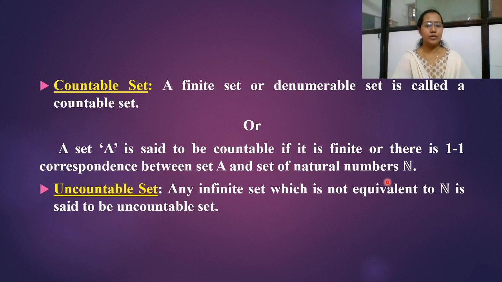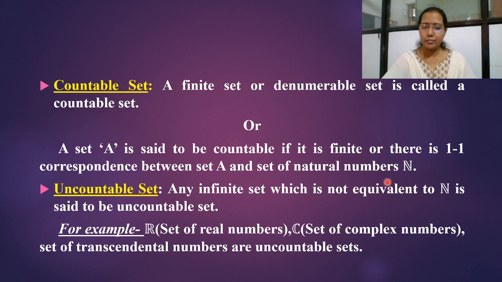Next is the uncountable set. What is uncountable? Which we cannot count. So any infinite set which is not equivalent to N is said to be uncountable. Not equivalent to N means we cannot count the elements of that set; we cannot map to 1, 2, 3. So that set will be an uncountable set. Examples of uncountable sets: the set of real numbers, the set of complex numbers, the set of transcendental numbers, all are uncountable sets.